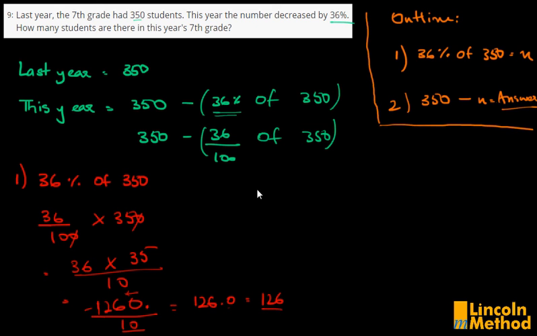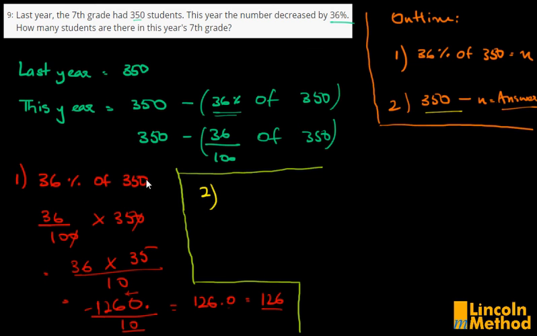Moving on to the second step. Let me draw a line here so that you do not confuse the two. And this. So the second step is really simple. We just need to subtract what we found out from 350.